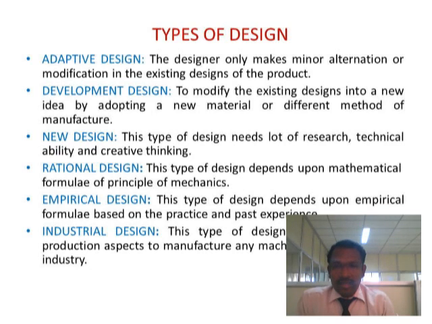Industrial design. This type of design is based on the production aspect. If the new design has some complex shapes and contours, etc., it must be easily manufacturable. Then only you can create the product.